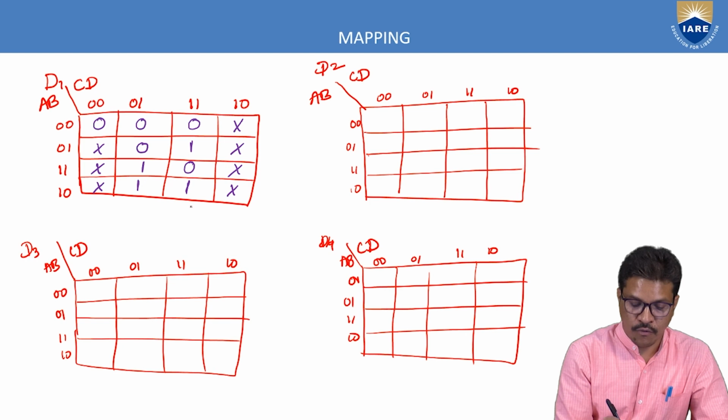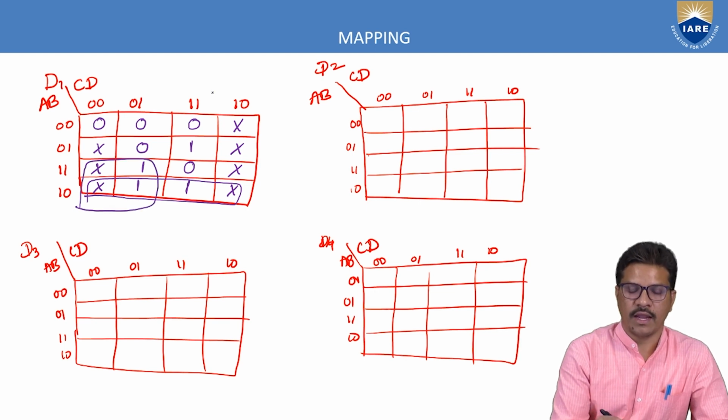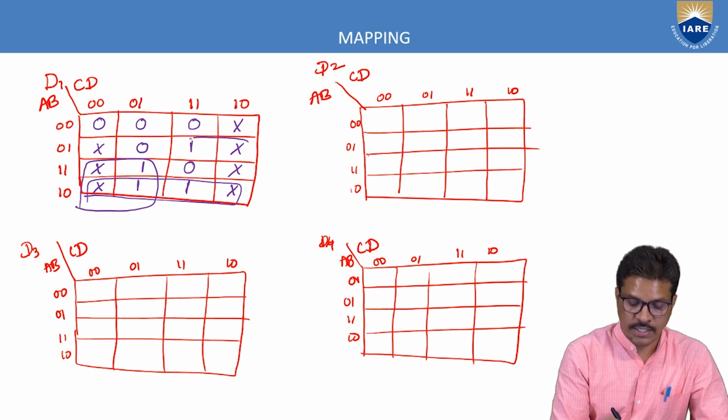So there are 4 ones. In order to cover those 4 ones, the maximum possibility of the quad is this one. Then another quad is this one, and there is only one left. To cover that one, there is no possibility of a quad, the only possibility is a pair.